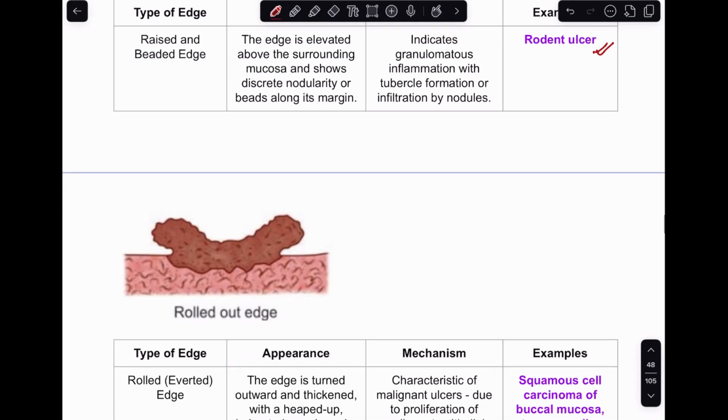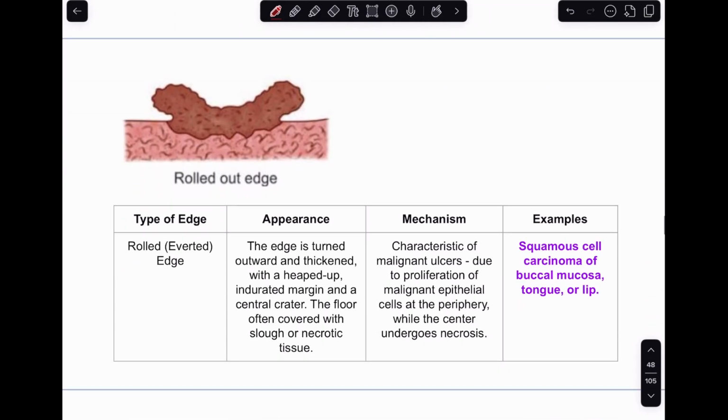Lastly, the one that we are seeing in our case is the rolled out or the everted edges. We can see how the edge is turned outwards and it is very thickened. It has a heaped up margin, indurated margin, and it has a central crater. The floor is often covered in these cases with slough or necrotic tissue. This is the characteristic appearance of a malignant ulcer.